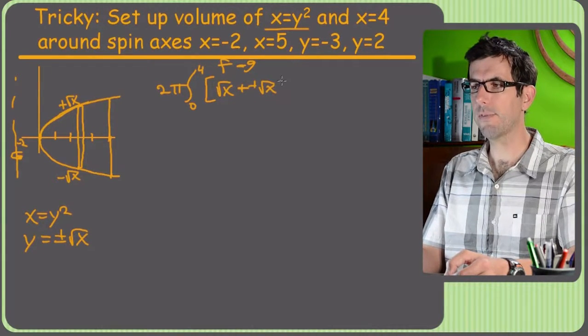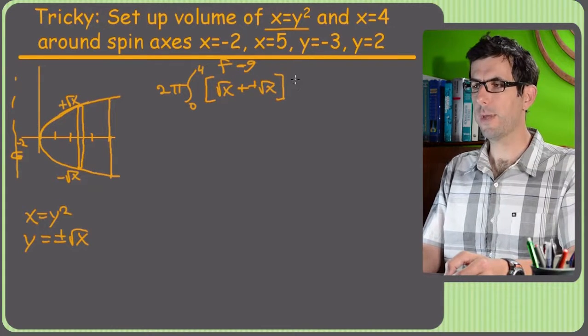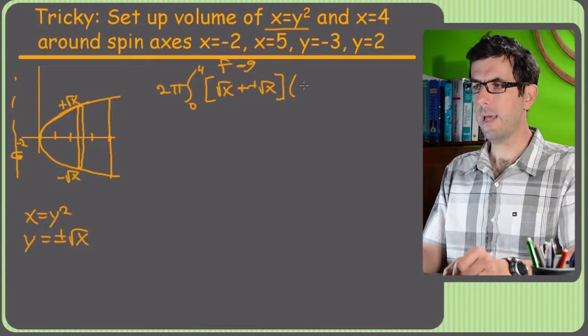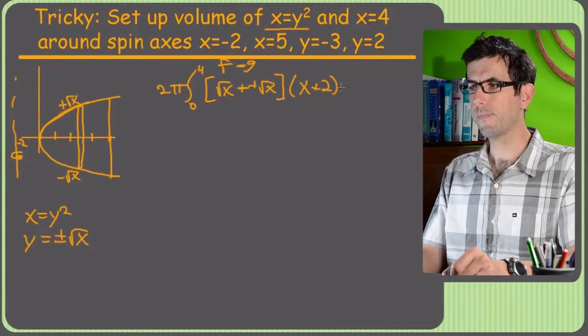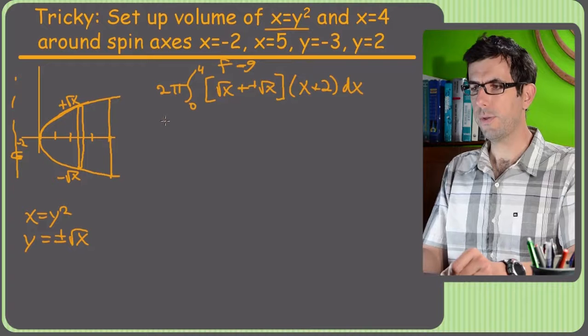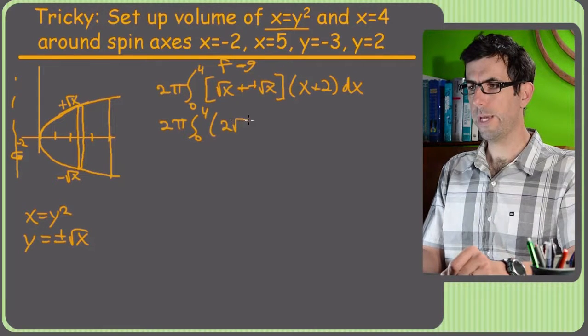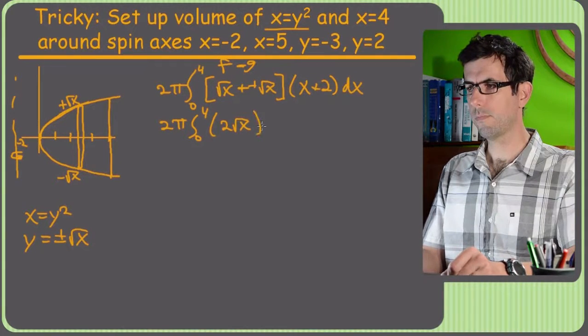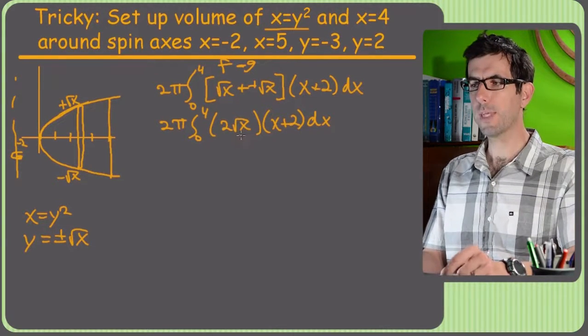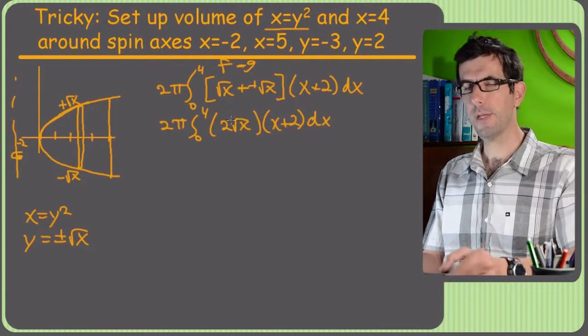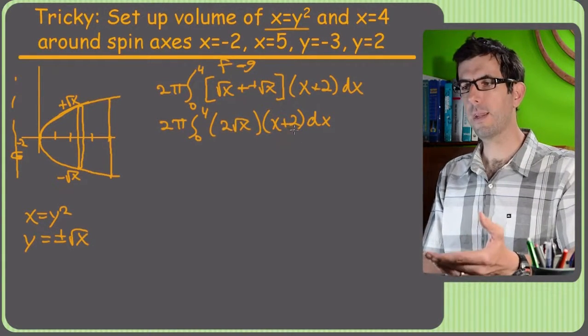So those are going to cancel and give us root x plus root x. And then, because that spin axis is to the left, it's going to be x plus 2, and then of course dx. So those two root x's combine to give you 2 root x times x plus 2 dx. Now at this point we're just going to have to distribute this in, so we'll get 2x to the 3 halves plus 4x to the 1 half, integrate it, etc.